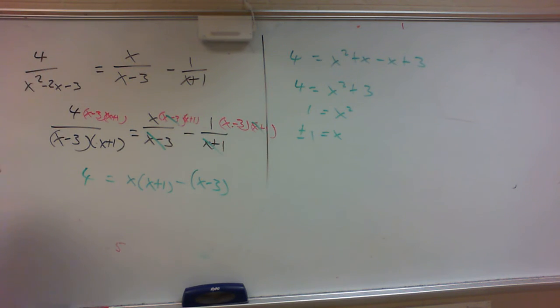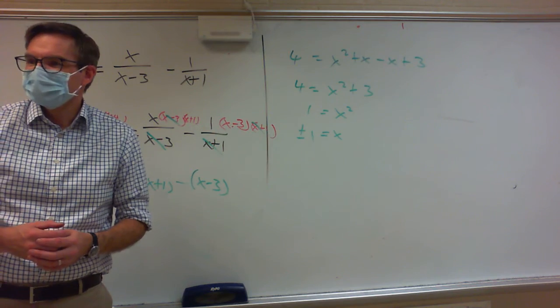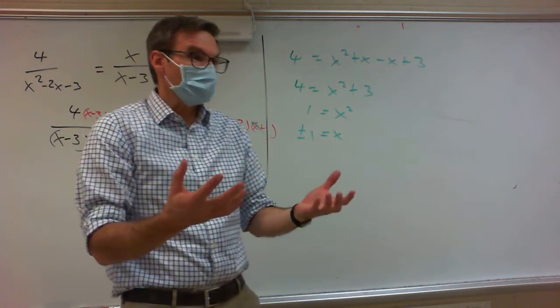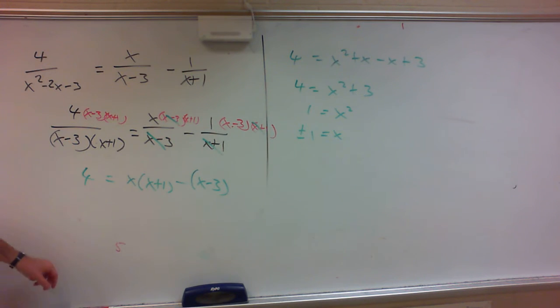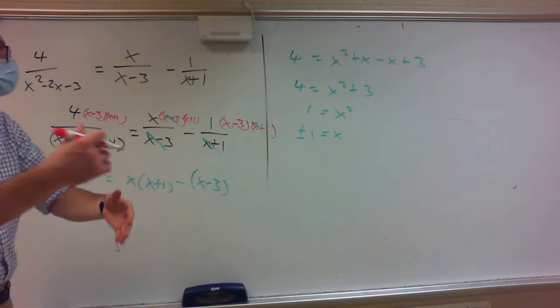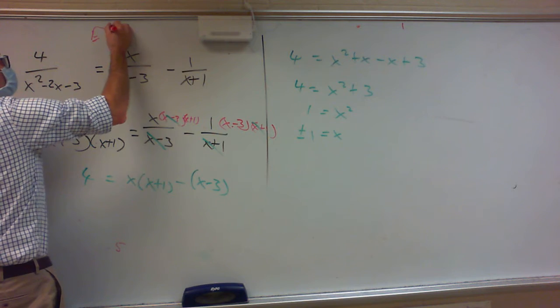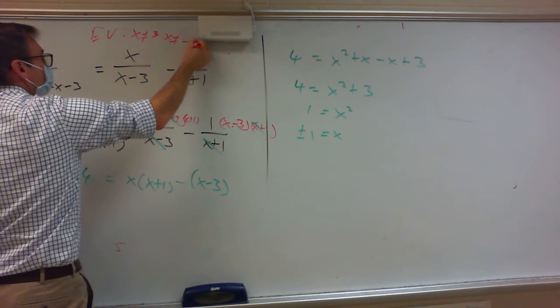Well, you remember on Monday I talked about excluded values? Whenever the bottom equals 0, that's a problem. When we look at the original problem, what are my excluded values? What can x not be? 3 and negative 1. Everybody see that? Remember that we did that at the beginning? We have excluded values. So our excluded values were x can't equal 3 and x can't equal negative 1.